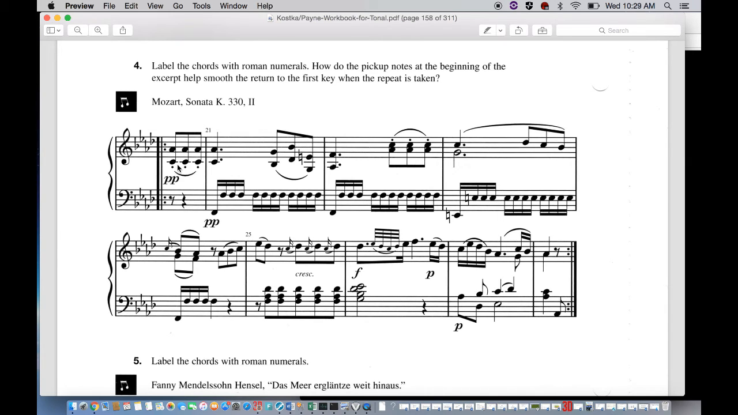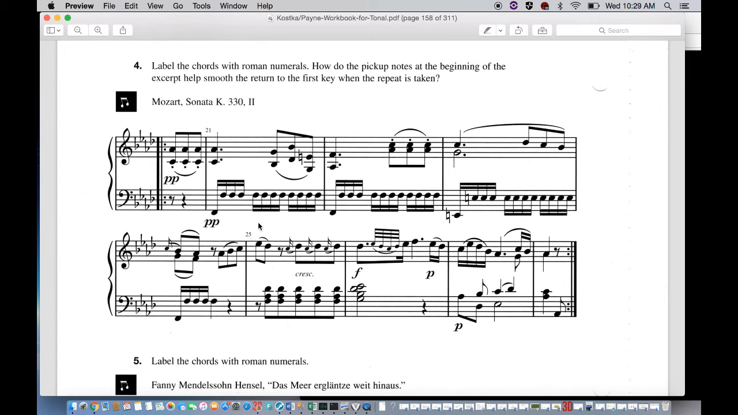So it may be your tendency to say, well, it's probably in the key of A flat, but I think you will agree that once we get to the downbeat of this first full measure, we have an F, an A flat, and a C, and that confirms the key for us. So it's not A flat major, it's actually F minor.